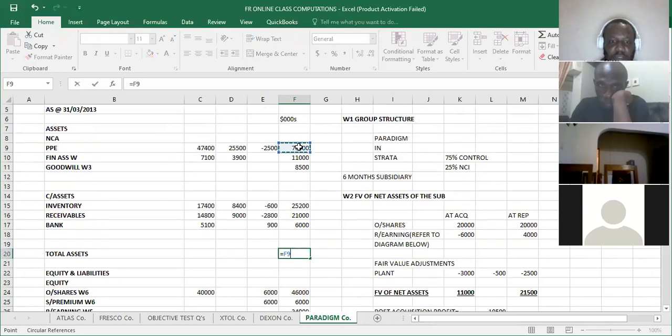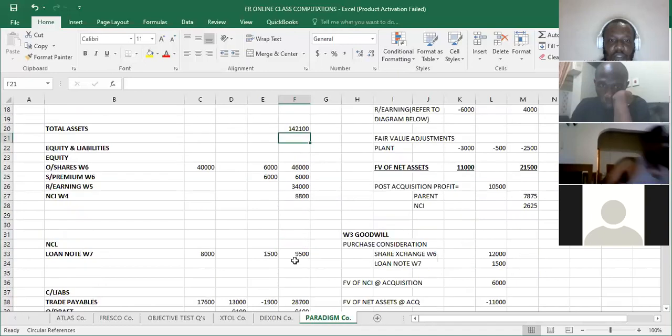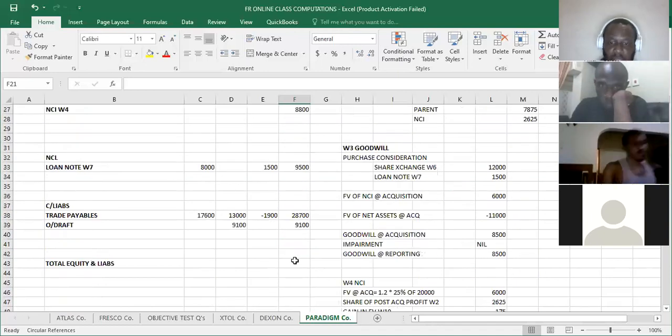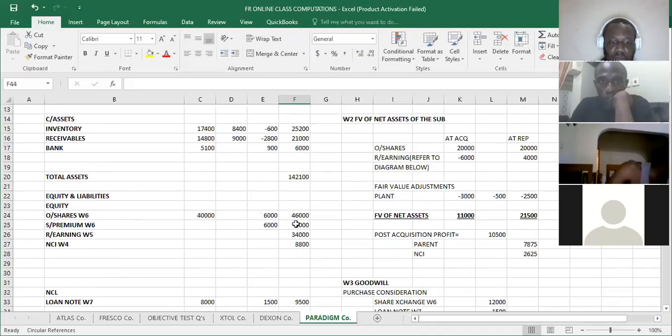I should worry you because that last one is still paying me up to now. So 142,100, and then we go to our total. Except if we've made a very careless mistake, this should work. So we go, that's equity. I hope we added everything we're supposed to add. And then that's the close. So 142,100. Beautiful. I told you not to worry.